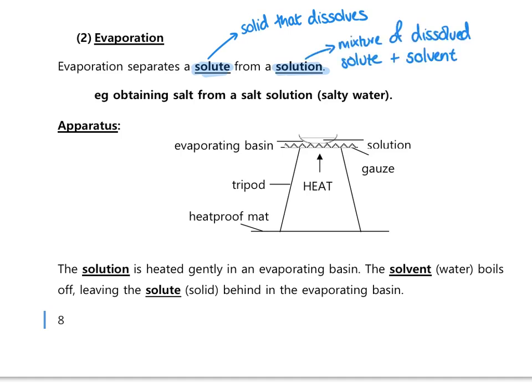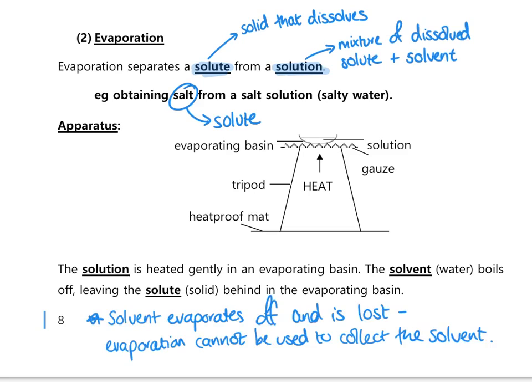It's the mixture of the dissolved solute and the solvent, the liquid that it has dissolved in. So for example, we can use evaporation to get salt from salty water, because the salt is the solute and the salt solution is obviously the solution. Now the problem with this is that we lose the solvent, so we cannot use evaporation to collect the solute and the solvent. The solvent will evaporate off, and that will leave the solute behind. So if you want to collect the solvent as well, you cannot use evaporation.